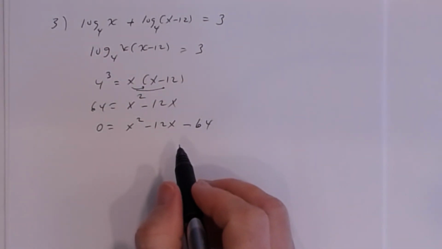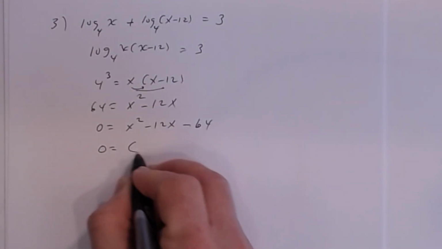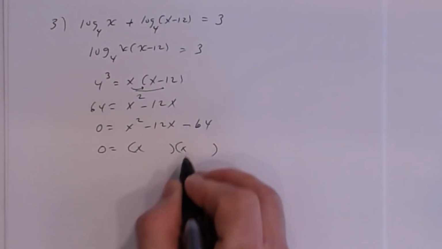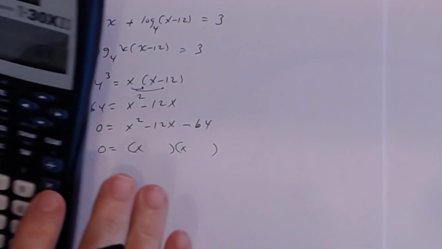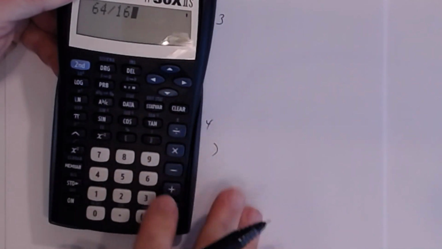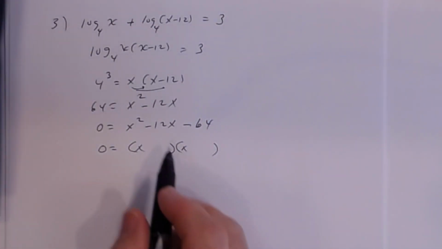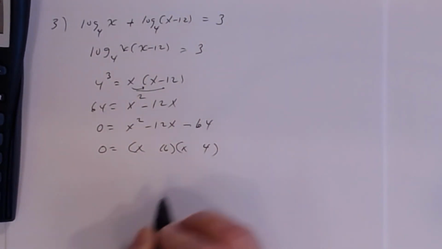And the ones you're going to have are going to be factorable. So let's go ahead and factor. So I get 0 equals, all right, now let's see, that's x times x. For 64, let's try 16. Let's see, 64 divided by 16 is 4. See, I want that 12 right here, right? So what's going to work is 16 and 4.